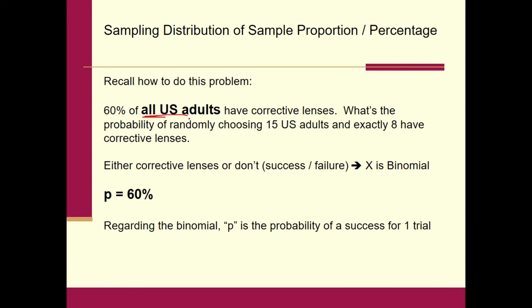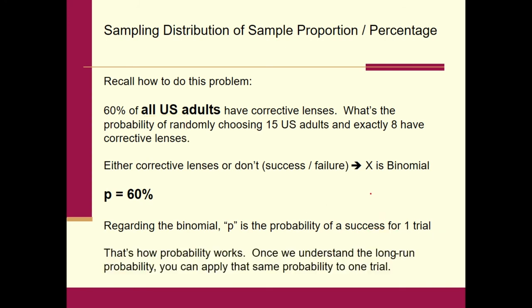And then we went ahead and applied that to the success for one trial in the binomial. So that's how probability works. Once we understand the long run probability, we can apply the same probability to just one trial. For instance, I'll give you a simple example.